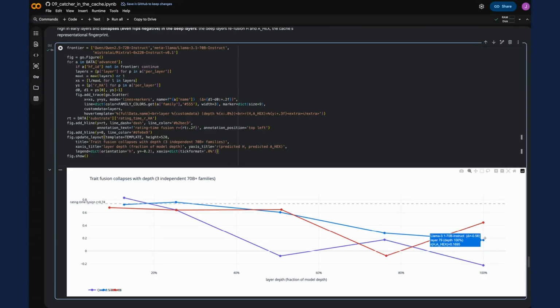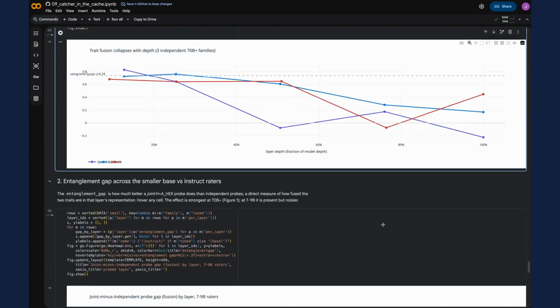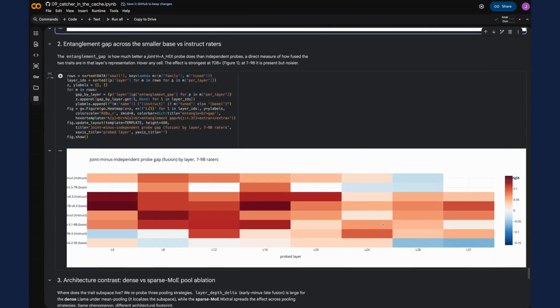Figure 2 takes this to the smaller 7 to 9 billion raters. Color is the entanglement gap, how much better a joint probe over both factors does than 2 independent ones. Layers run left to right, 1 row per model, base and instruct labeled. Any cell gives its exact value, and the effect is noisier here than at 70 billion plus.